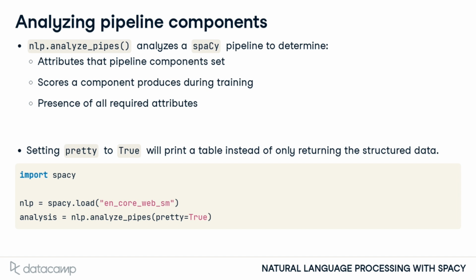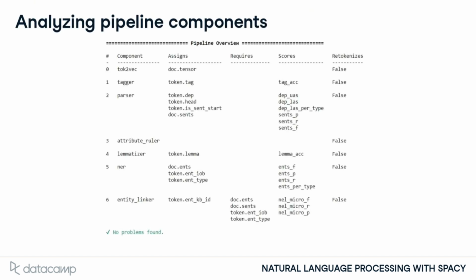While calling the nlp.analyze_pipes method, we can also set the pretty argument to True, which will print a nicely organized table as the result of analyzing the pipeline components. The snapshot shows the results of the analyze_pipes method. While we don't go into technical details of all the fields, we are familiar with some of the components and attributes provided in this snapshot. In this case, the result of the analysis is no problems found.